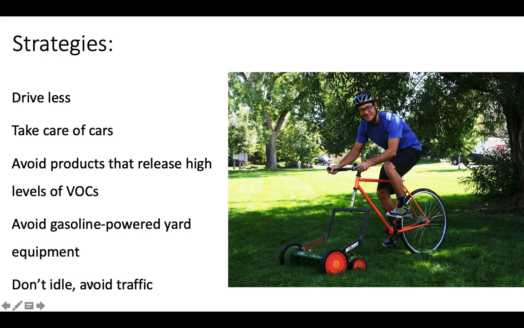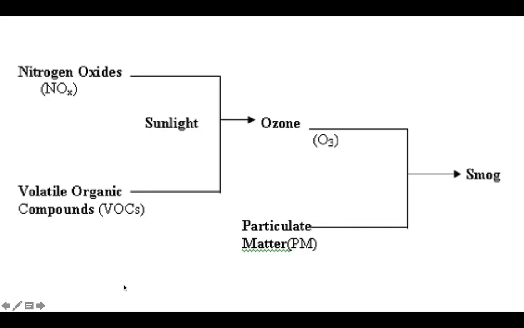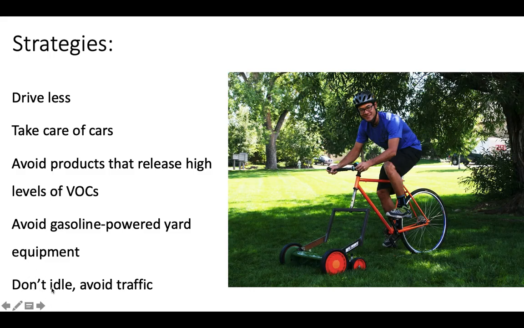And the last one, the big one that you can do, is don't idle your cars and avoid traffic. And the reason for that is because if you remember, ozone forms in the presence of sunlight when volatile organic compounds and nitrogen oxides react. Well, where do these come from? They come from your car. But in order for them to form from the combustion that's happening in your car's engine, that reaction that forms nitrogen oxides needs heat. So only hot engines are producing nitrogen oxides, right? Cold engines don't do that. And by idling your cars, you're keeping your engines hot, thus contributing to the formation of increased nitrogen oxides.